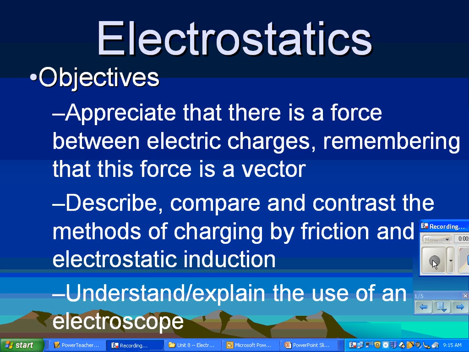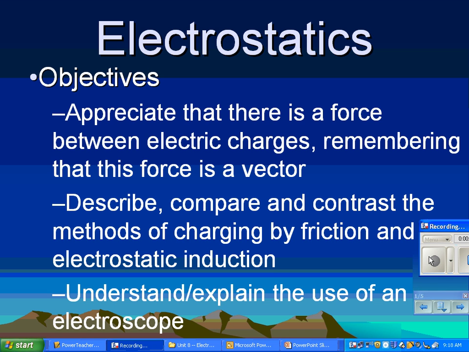Here's what IB expects you to know in terms of static electricity, also sometimes known as electrostatics. Our discussion of electricity is going to start with electrostatics. You should appreciate that there is a force between electrical charges.